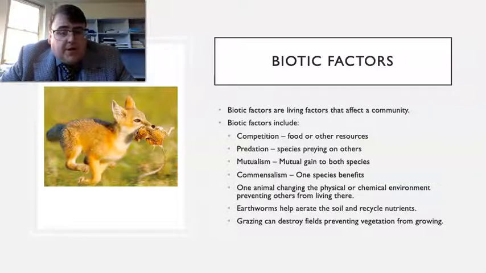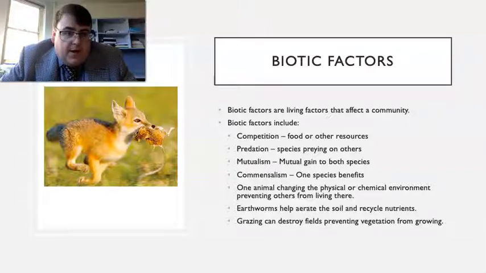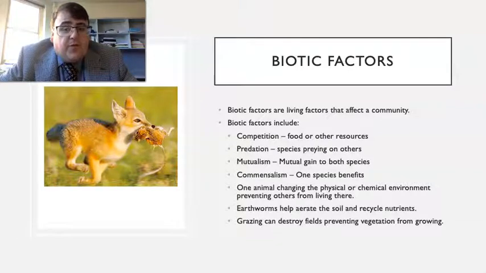Animals themselves can be biotic factors because one animal can change the physical or chemical environment, which will prevent others from living there. It might help other animals be able to live there. So for example, earthworms. Earthworms will help aerate the soil and recycle nutrients. So having earthworms is a biotic factor because it's providing oxygen or air in the soil, provides nutrients to be recycled, and allows other plants to live there.